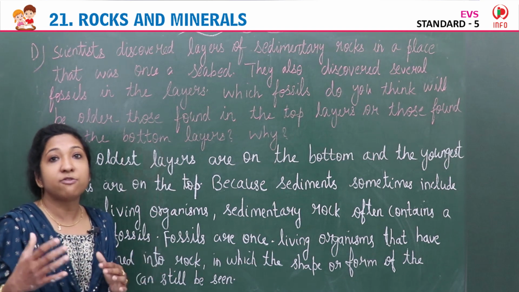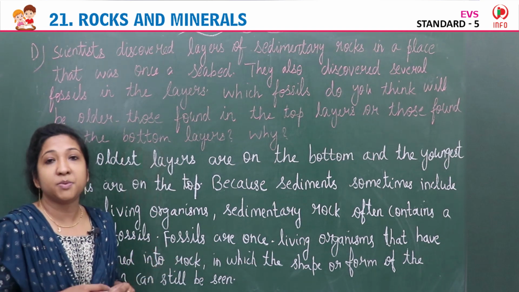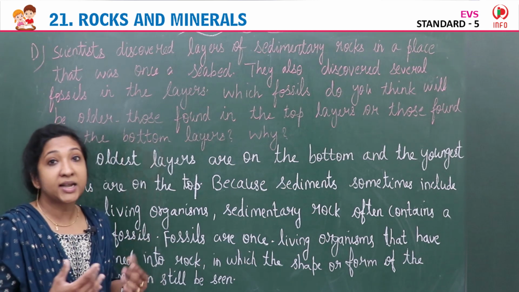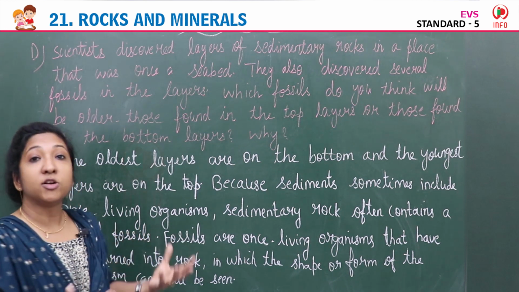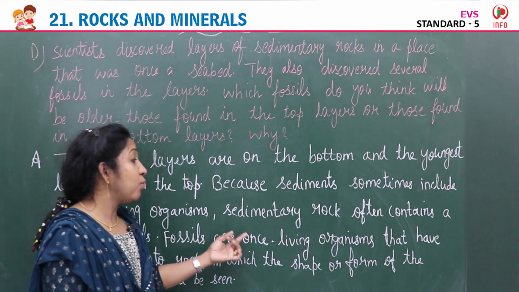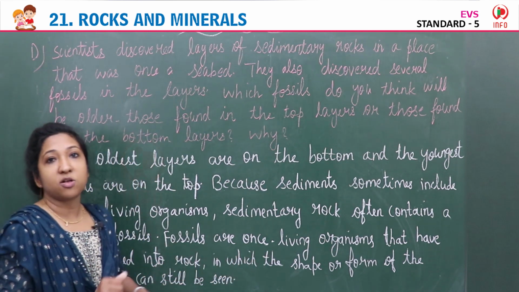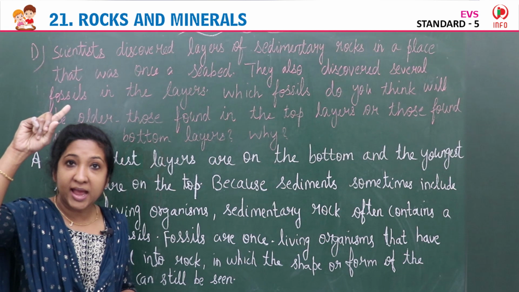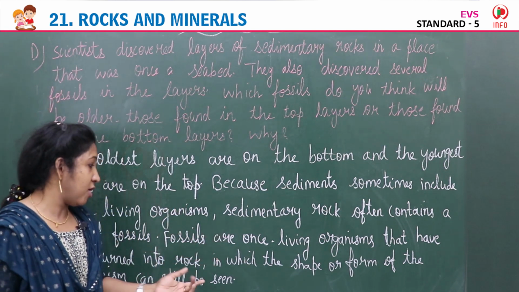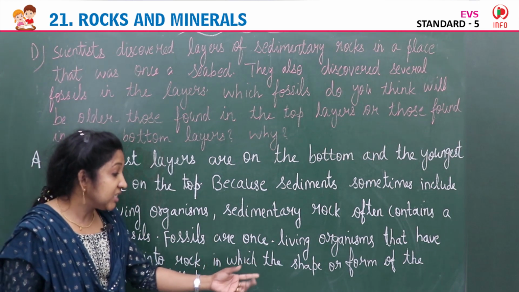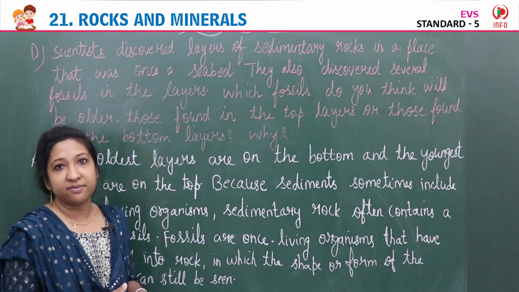Okay, so there are layers of rocks. Sediments means small pieces of rock. So it also contains living organisms. So it contains a lot of fossils. Fossils are once living organisms that have been turned into rock. Yes, fossils are once living organisms that after many years turned into rocks, in which the shape or form of the organism can still be seen.